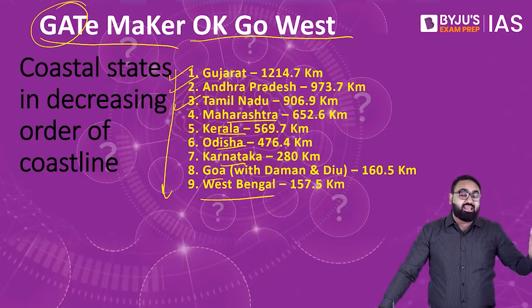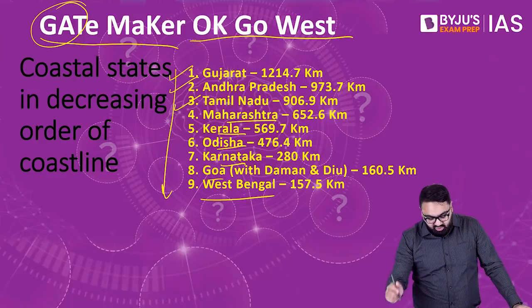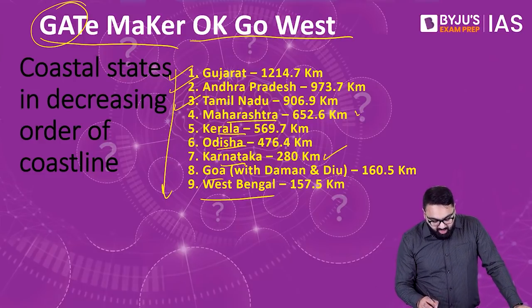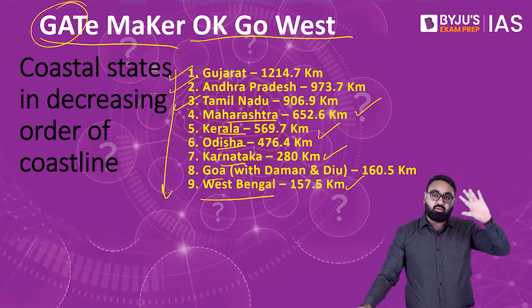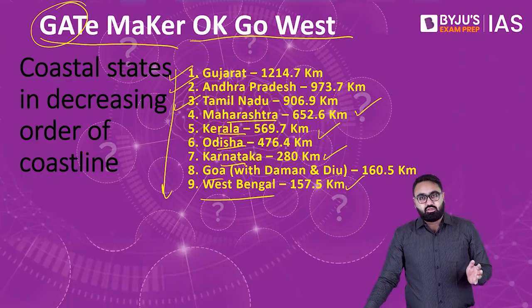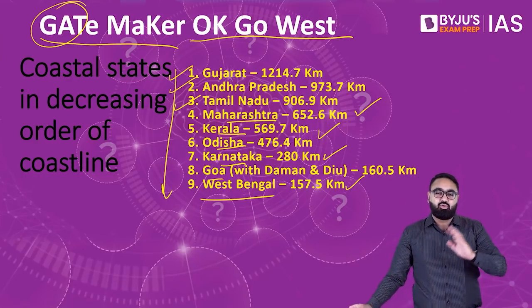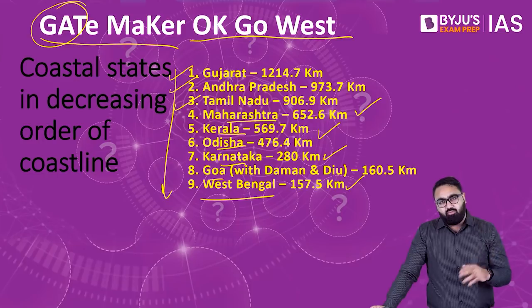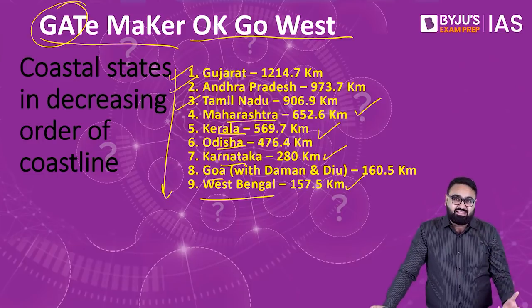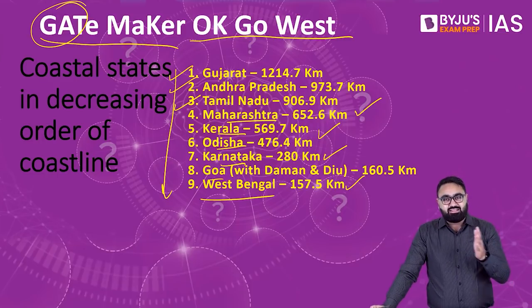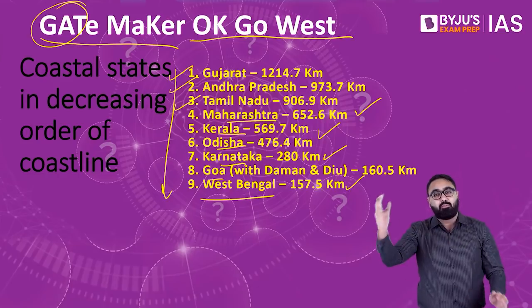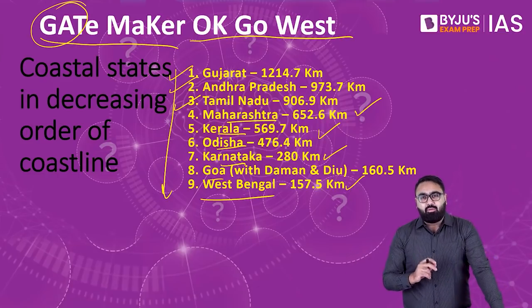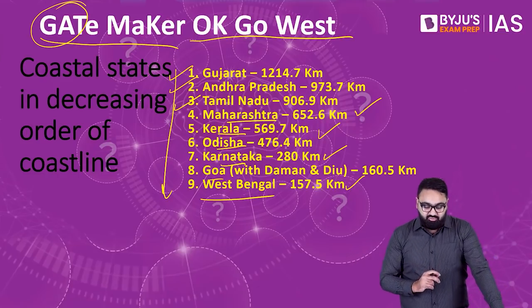But the problem in the second approach is, what if UPSC gives you the options of Karnataka, Maharashtra, Kerala, and West Bengal? If they don't give you options from the top 5 states, then what would you do? So this is an approach that you can take. Either go with remembering all of these or go with remembering only top 4 or 5, whichever you find easier and whichever you find is sustainable for you to remember till the prelims examination. But either way, do remember the states in decreasing order of their coastline.